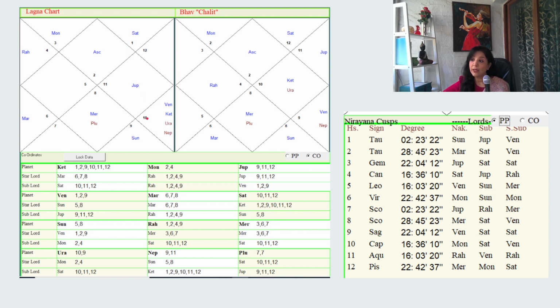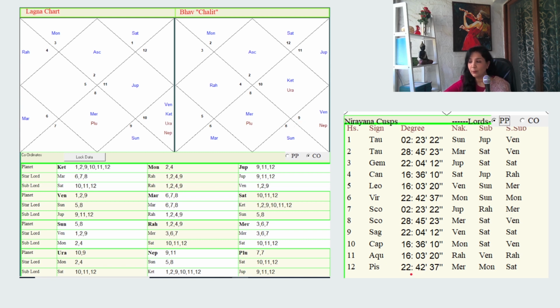Now unfavorable are 2, 8, 11. The second house is unfavorable. The second house is 12th from the third house of documentation. So if the second is there, some documents will be missing. If 8 is there, then the visa will not be sanctioned. Travel is not there.